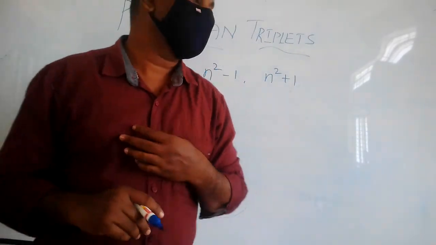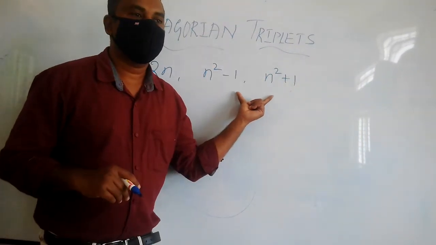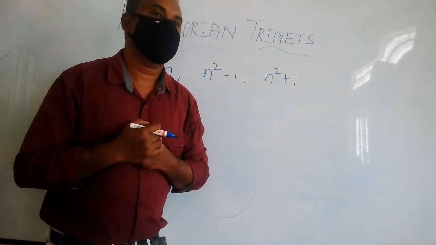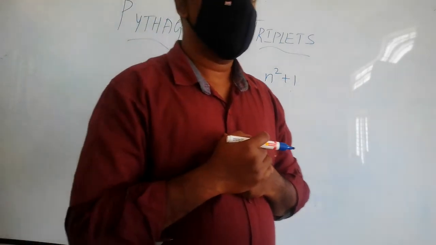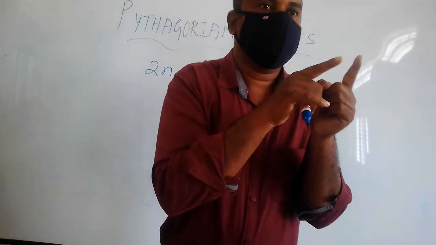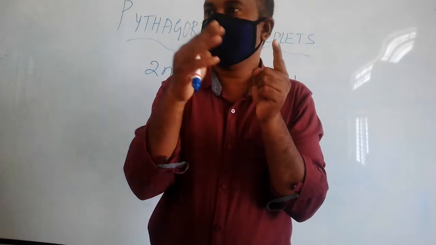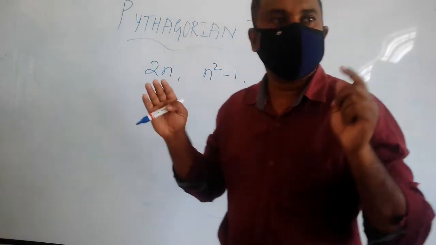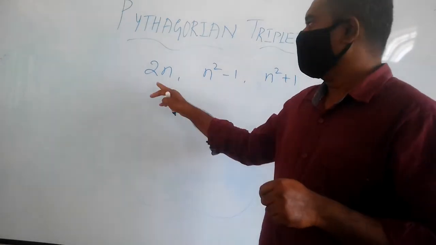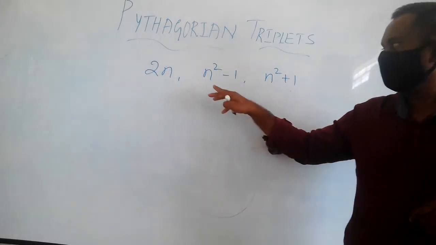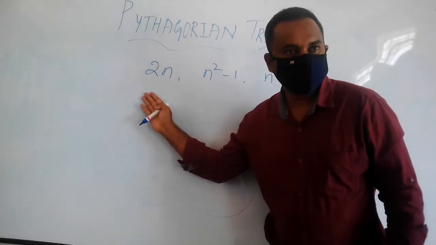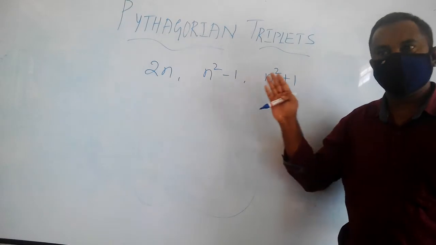Next concept is how to find the Pythagorean triplets. Just now I explained the Pythagorean triplets. In that, the sum of two numbers' squares is equal to the third number's square. Clear? So then how to find the Pythagorean triplets? That is the question. There is a formula: 2n, n square minus 1, n square plus 1. This is the first number, second number, third number.